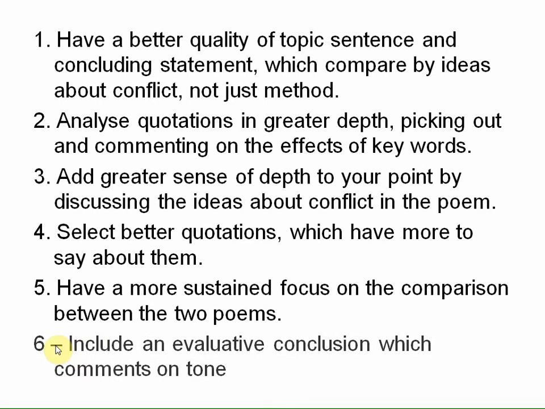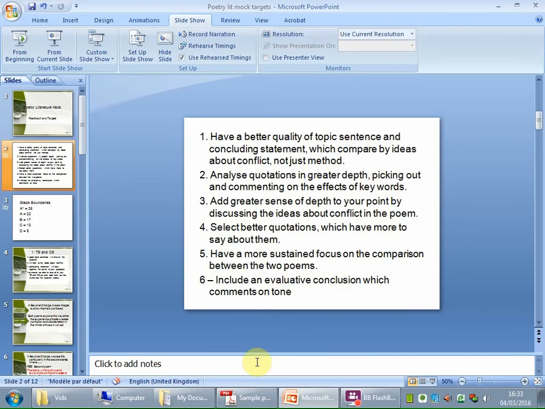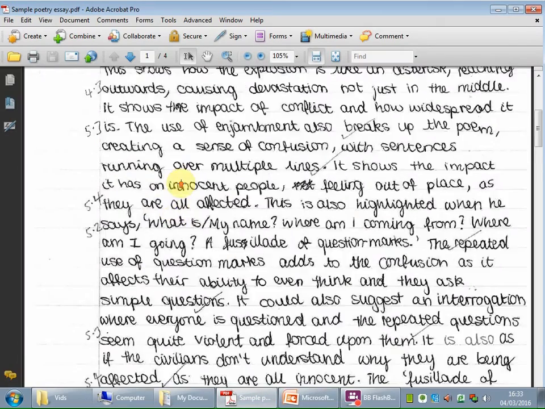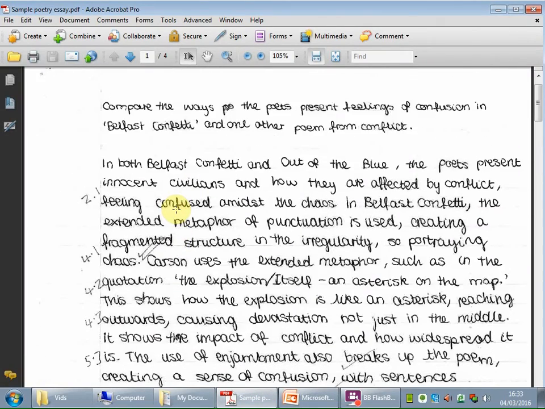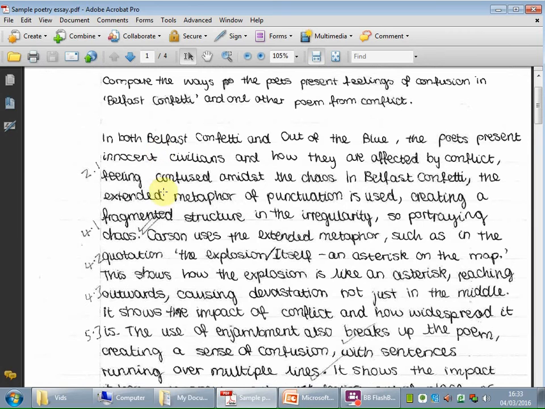The one I've added is number 6, include an evaluative conclusion which comments on tone, particularly important for A star, and I'll show you what that looks like. Okay, so get the essay in front of you if you can, otherwise just get ready to take some notes, and we'll see where these targets happen in this essay.